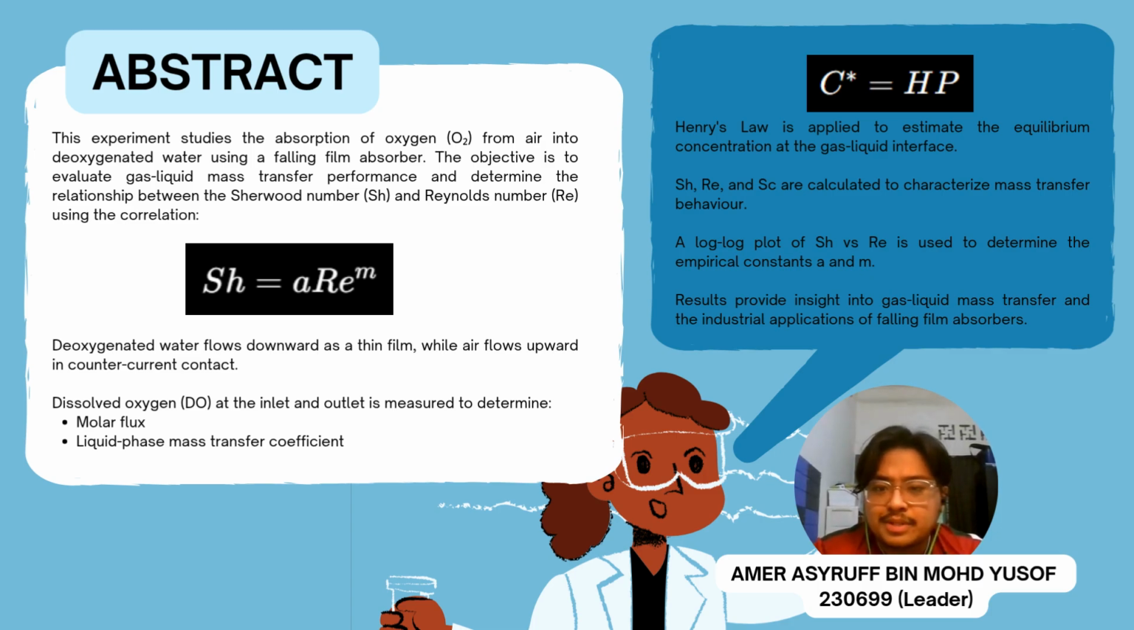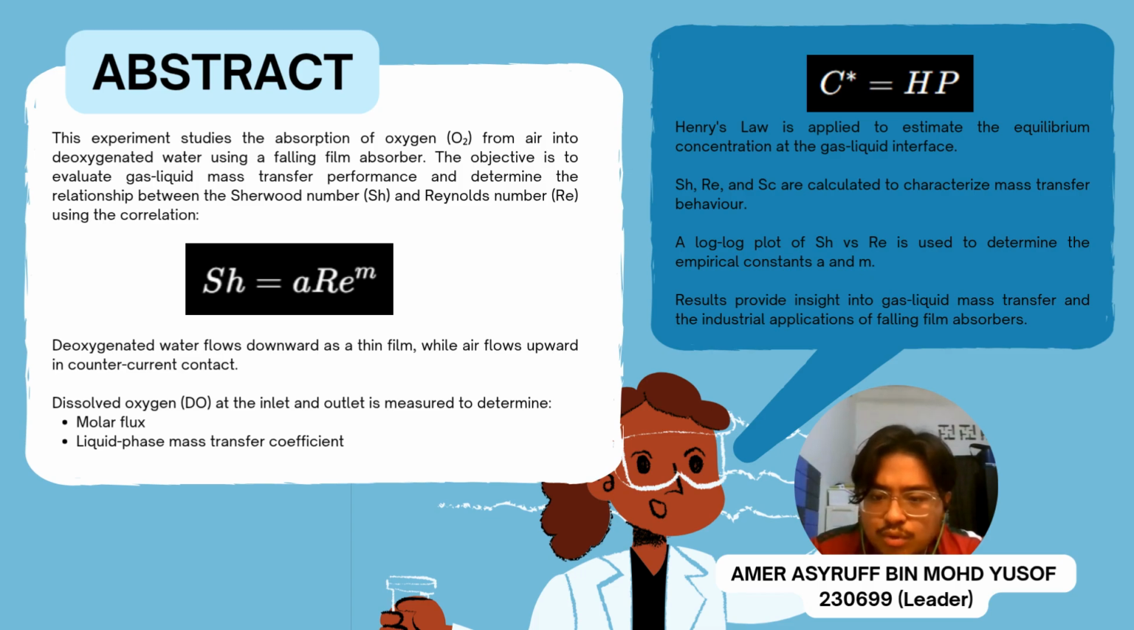This experiment studies the absorption of oxygen from air into the oxygenated water using a falling film absorber. The objective is to evaluate gas-liquid mass transfer performance and determine the relationship between Sherwood number and Reynolds number using the correlation. So as you can see, the correlation inside the slide: Sh = aRe^m.